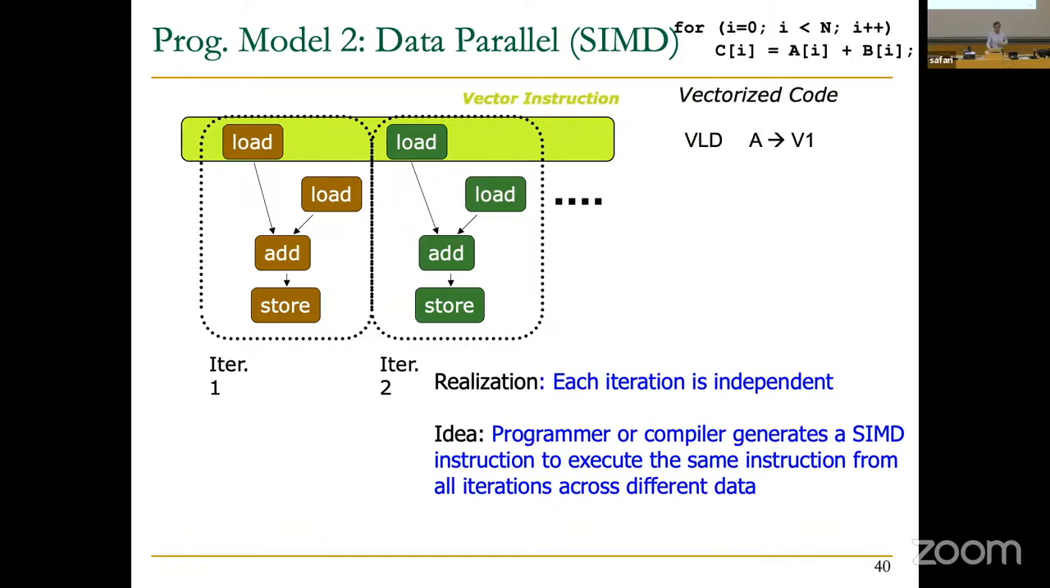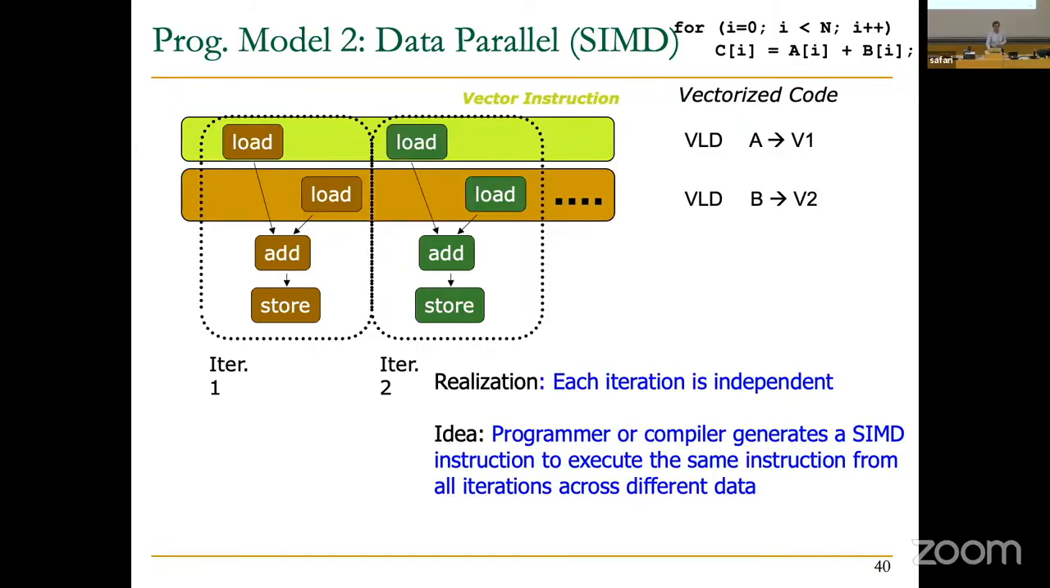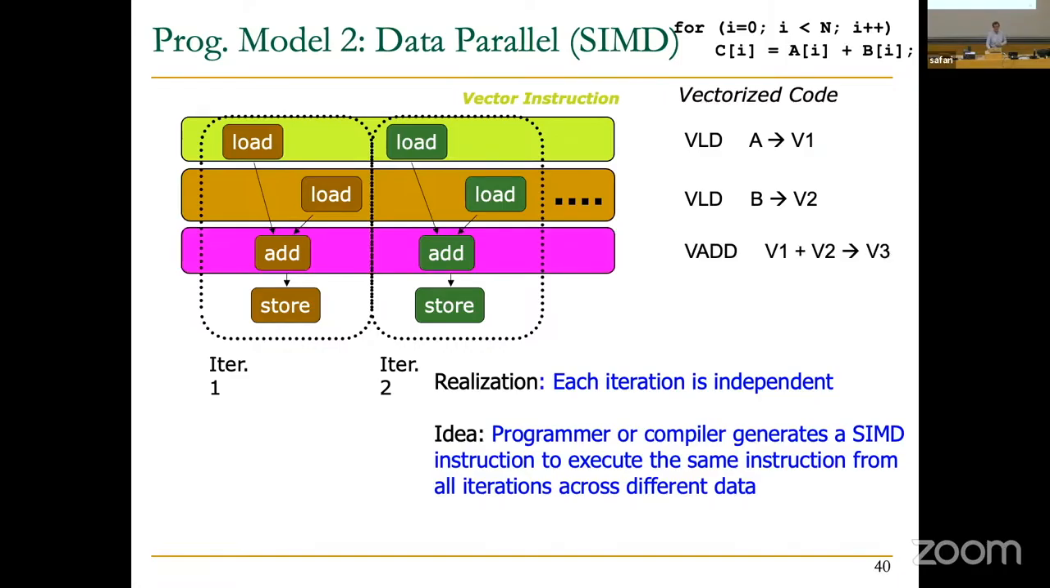So vectorized code looks like this. This is a vector load. A goes to V1. Of course, you need to have a vector length specified, right? But we are assuming that n is large, so you can actually have a huge vector length, if you will. And then the next load is another vector load. B goes to V2, vector register 2. The next vector instruction is a vector add. You add V1 and V2, the result goes to V3. The next instruction is a vector store. V3 goes to C. It's beautiful.